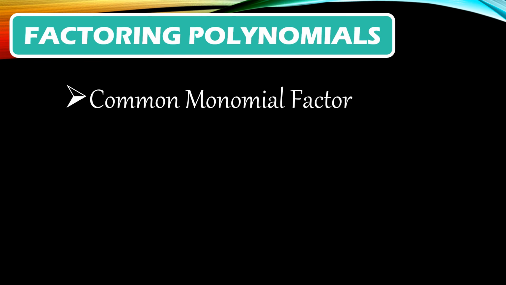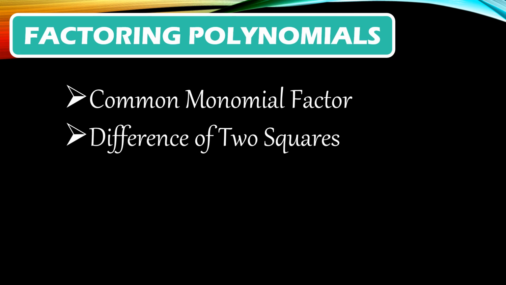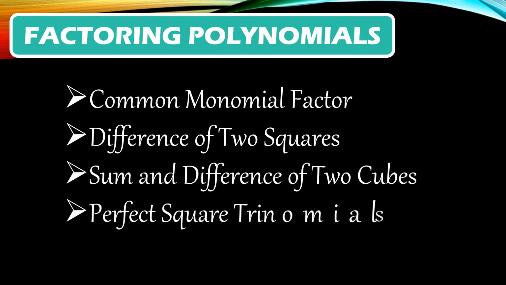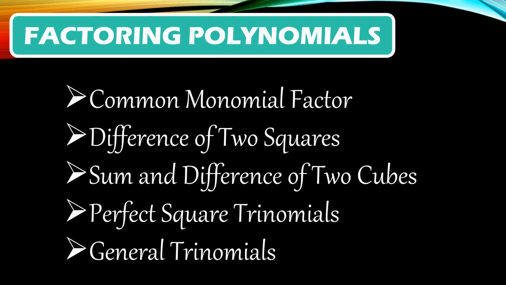There are different ways to factor polynomials. Number one, you can use common monomial factor. Second, you can use the concept of factoring difference of two squares. Number three, you can also factor polynomials using sum and difference of two cubes. Number four, you can factor perfect square trinomials. And number five, you can factor general trinomials.